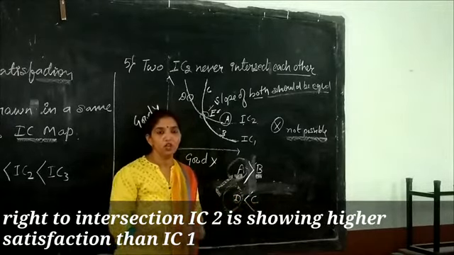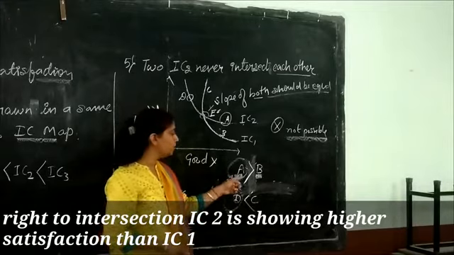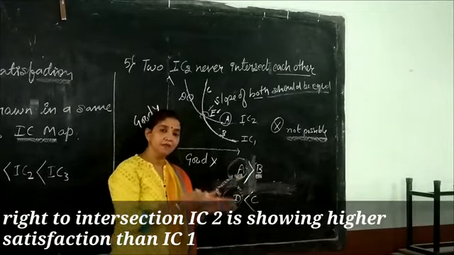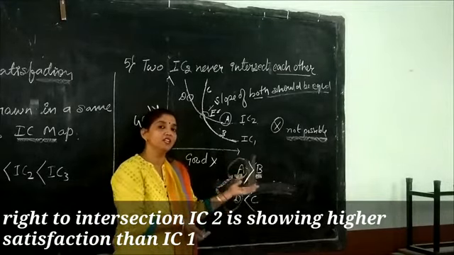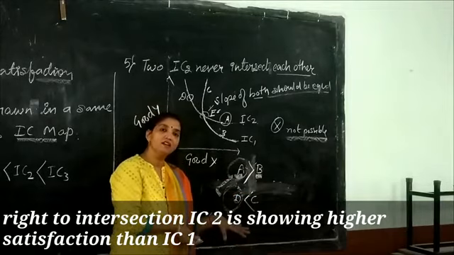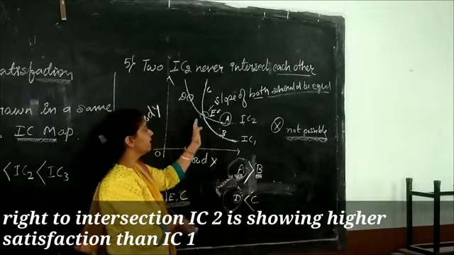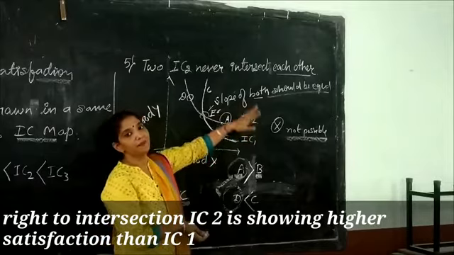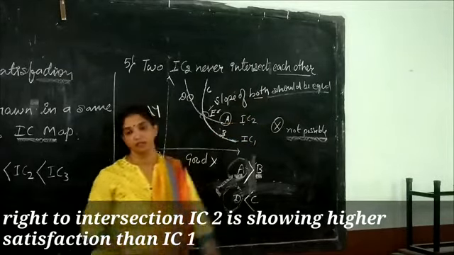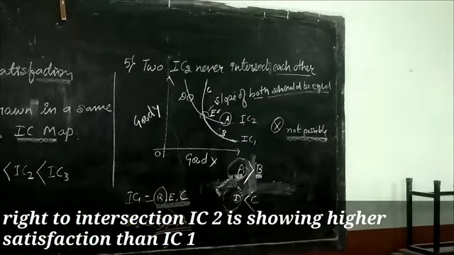So it is not possible that one combination is sometimes giving higher satisfaction, and on the same indifference curve any other combination is giving lesser satisfaction in comparison to another indifference curve. Okay, this is not possible in any condition.